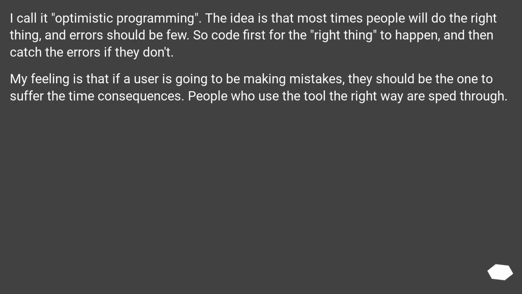I call it optimistic programming. The idea is that most times people will do the right thing, and errors should be few. So code first for the right thing to happen, and then catch the errors if they don't. My feeling is that if a user is going to be making mistakes, they should be the one to suffer the time consequences. People who use the tool the right way are sped through.